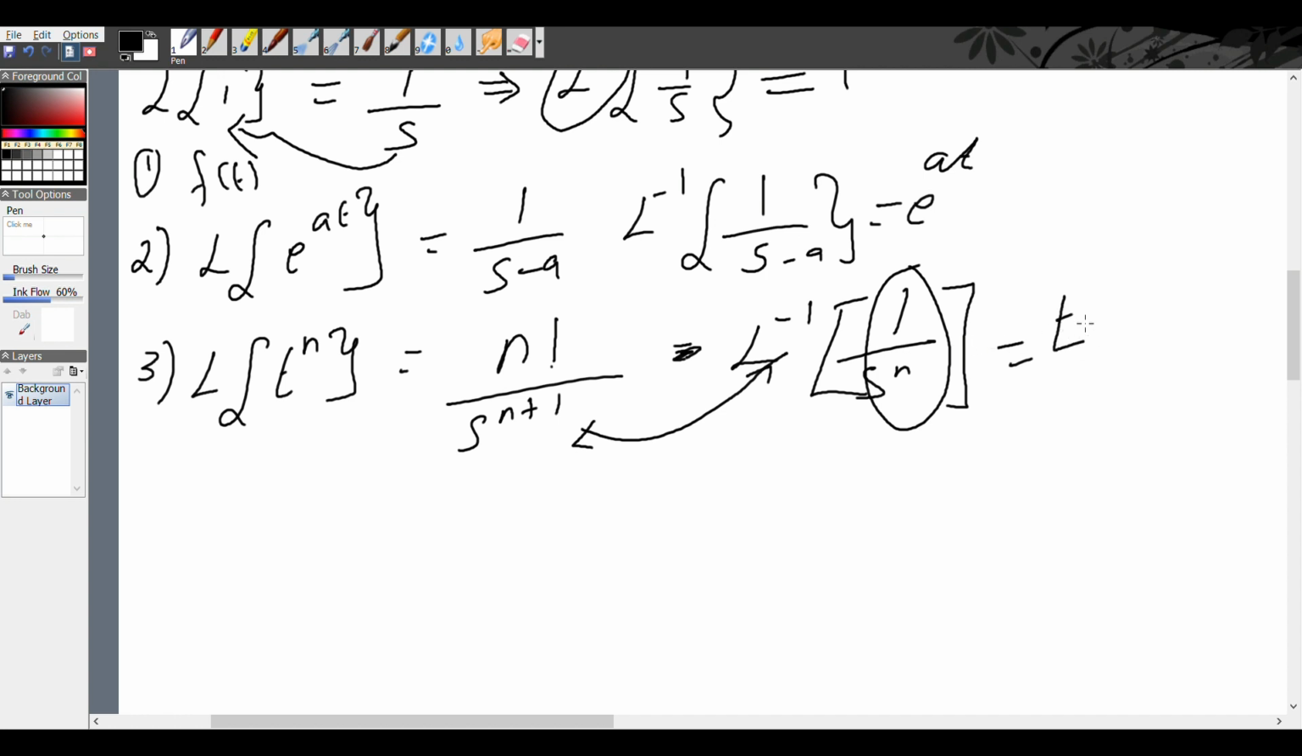So here it is t power n minus 1 divided by n minus 1 factorial, because this has plus 1 and this has no plus 1, so we give a minus here, that is all. So this is the formula for inverse Laplace transform and so on.